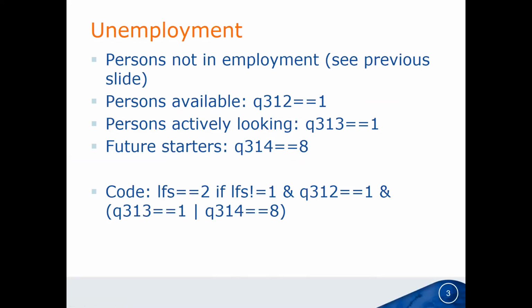So that's why, if we want to align with the International Conference of Labour Statisticians definition of unemployment, the code to be classified as unemployed has to be: LFS is not equal to 1, you're not in employment, and Q312 is equal to 1, you're available, and either you're actively looking, so Q313 is equal to 1, or, the bar like this means "or" in Stata, 314 is equal to 8. You have already found a job. And these are the only persons that will be classified as unemployed.